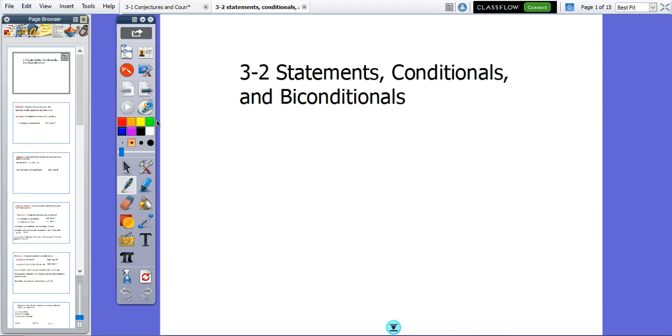Welcome back to some more geometry. Today we are looking at 3.2 statements, conditionals, and biconditionals.